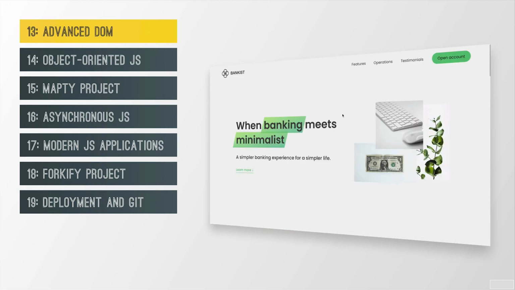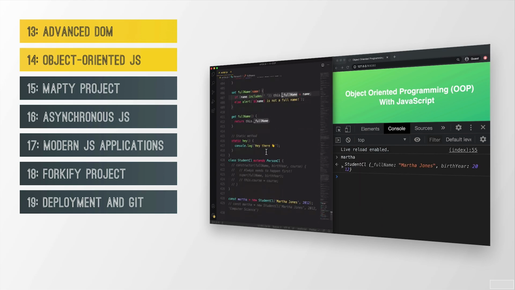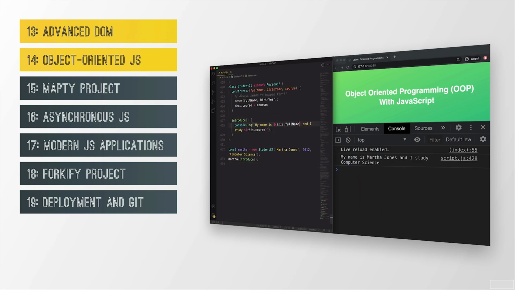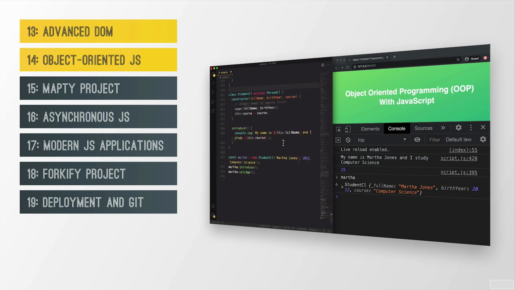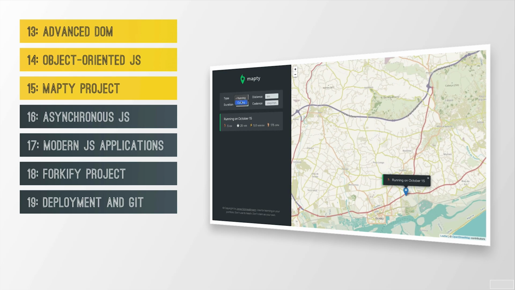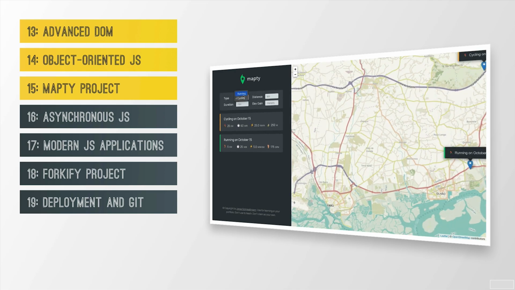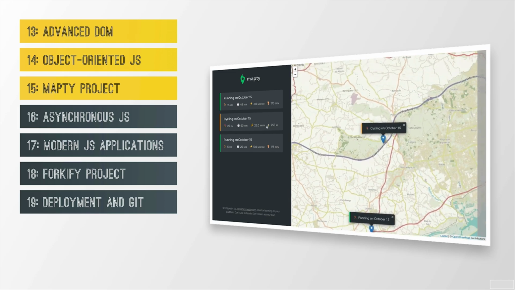In section 14, we finally reach the pretty advanced but also very important topic of object-oriented programming with constructor functions and ES6 classes, which will then in the next section allow us to build this stunning real-world project. And besides object-oriented programming, this project will also teach you how to incorporate a map and how to actually plan and structure a project, which is also super important.